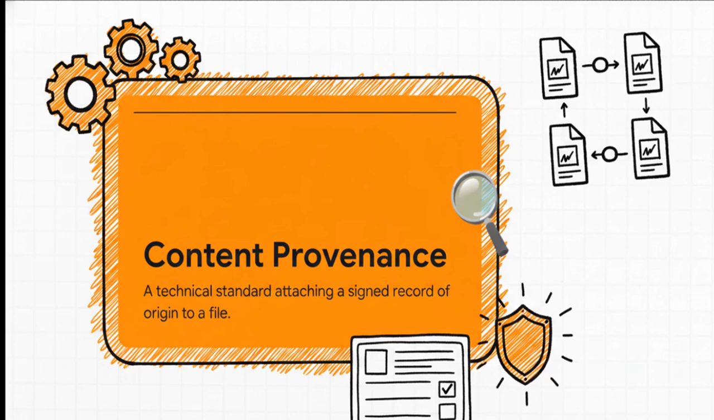Theory 3 shifts gears to look at a proposed solution called content provenance. A totally separate line of work argues that the fix isn't about catching the fakes after the fact, but rather proving authenticity right at the source. Created in 2021 by a huge coalition of tech and media companies, this technical standard attaches a signed digital record of origin directly to a file. Think of it like a nutrition label, but for your media.